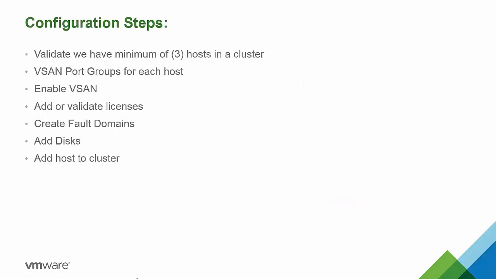Now, just to go over the quick configuration steps, we're going to validate that we have a minimum of 3 hosts in a vSAN cluster, because that is the requirement. We're going to make sure that each one of these hosts has a vSAN port group created. Then we're going to enable vSAN, add or validate that we've already added a vSAN license, create fault domains, add disks, and then add a host to the cluster. So those are the things that we're going to be going through within the demonstration. Let's go ahead and get started, and let's start off with looking at the vSphere web client.